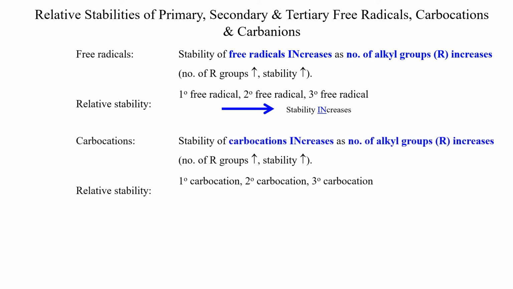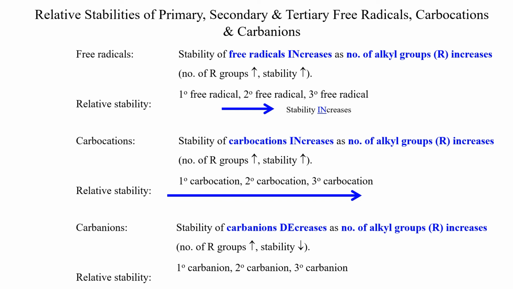As for carbocation, the stability of the carbocations increases as the number of alkyl groups increases, meaning that as the number of alkyl groups present increases, the stability of the carbocations increases. If we compare the relative stabilities between primary, secondary, and tertiary carbocation, it will be in this direction.